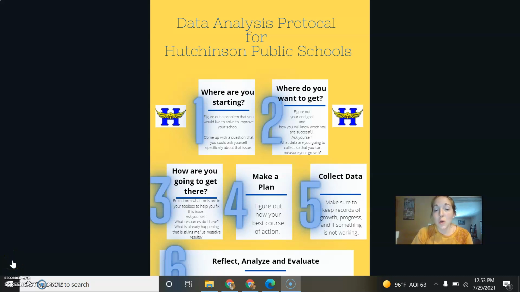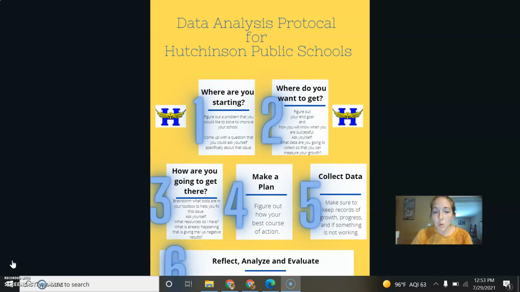This is my module 12, which is the data analysis protocol and graphic organizer for my district. First off, I made it so that this protocol and also the graphic organizer could be adapted and modified no matter what grade level somebody taught, or what curriculum or content area they were in, or whatever the issue was, so that they could modify it to fit what they needed it for.